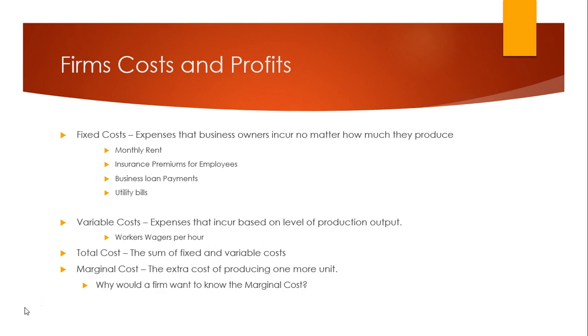Your variable costs are the ones that change based on the level of production, based on how much you're producing. So the more you produce, the more hours you're going to pay your workers. The less you produce, the fewer hours you pay your workers. So your variable costs can fluctuate based on how much you produce. Your fixed and your variable costs lead to your total costs, which you can subtract from your total revenue to find out if you're making a profit or not.